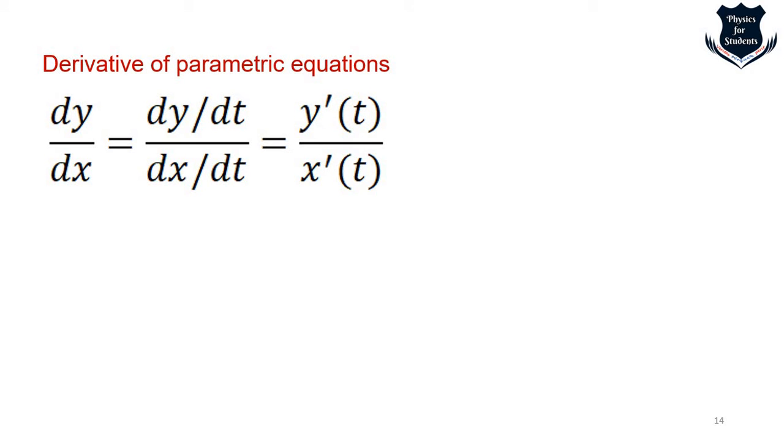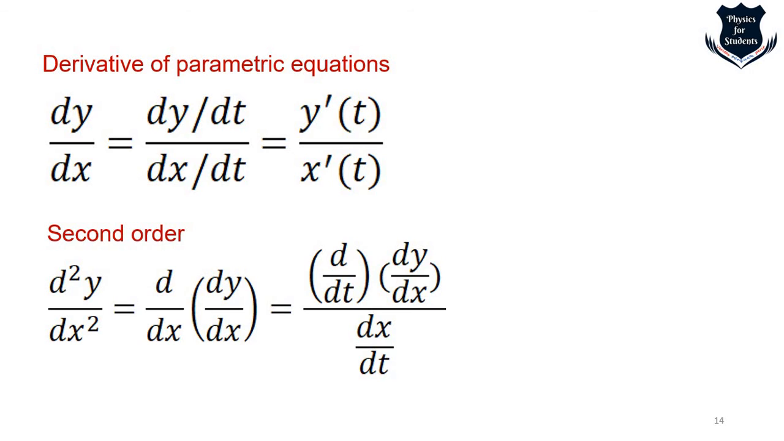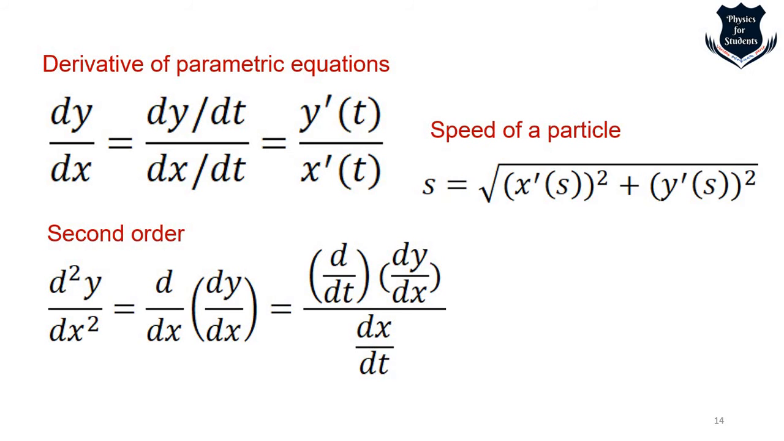Now, the derivative of the parametrically defined curve x equals x(t), so we can show this. These are the derivatives of parametric equations. We can get a second order, and we can get the speed of a particle. When we talk about the speed of a particle, I mean to say the velocity of a particle is the derivative of the position function describing the particle's motion, obviously. This is just a summary, nothing more than that: what the derivative is, the second order, and how we can get the speed of a particle. Okay.